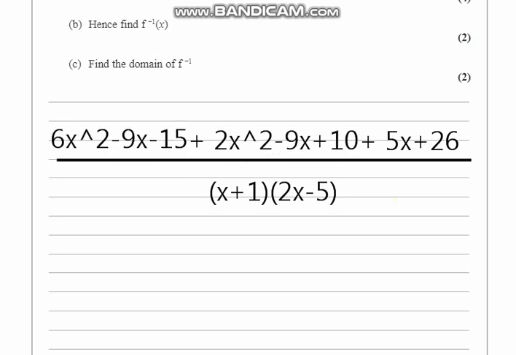So now let me expand it. There you go, I get this upon expanding the brackets. Now we have 6x squared minus 9x minus 15 plus 2x squared minus 9x plus 10 plus 5x plus 26, and you all know what we have to do next. Basically just take all the common terms to one side and subtract them, just basic maths here.